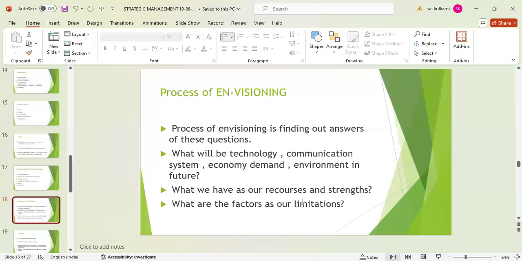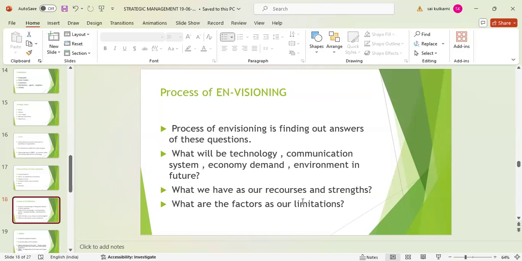So simply, what will be the technology in the nearer future? What will be the communication system or economic demand, or what will be the future scenario, the environmental scenario? So these questions should be asked first. After that, these questions are answering about the external environment. So what technological, economic, and different environmental factors will be there in the nearer future. This is the external factor, external environmental scanning.